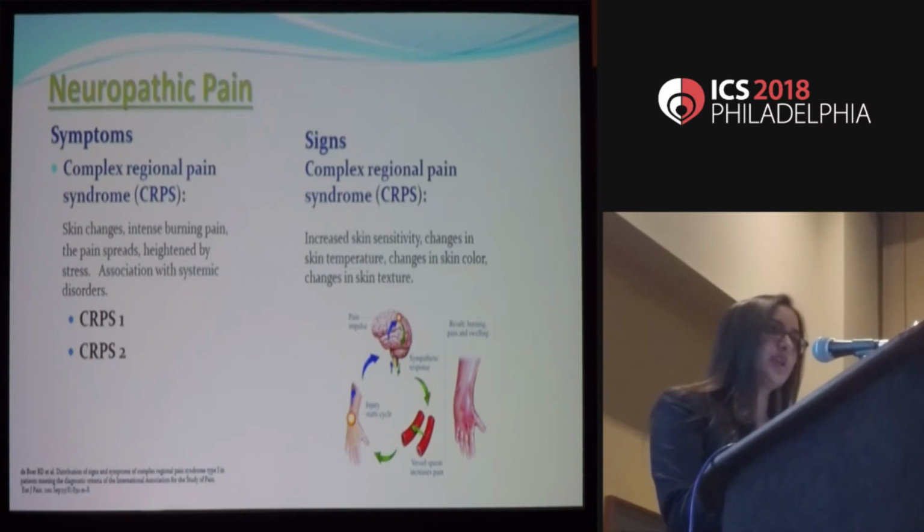Type 1 corresponds to patients without evidence of a specific peripheral nerve injury, while type 2 patients do have a specific nerve injury. The pathogenesis is poorly understood, but it is associated with proposed mechanisms that include inflammation and changes in pain perception at the level of the central nervous system.